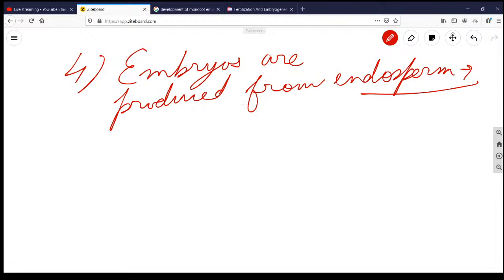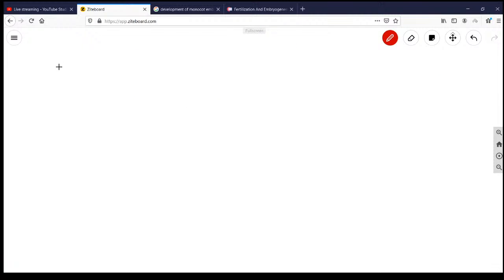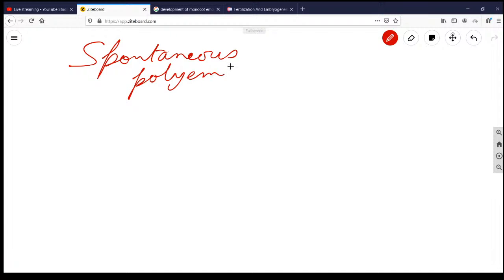Then you have spontaneous and induced polyembryony. So induced one is completely artificial, spontaneous one is what I am showing you. But depending on that also there are two classifications. Under spontaneous polyembryony, you have the gametophytic one and the sporophytic one.